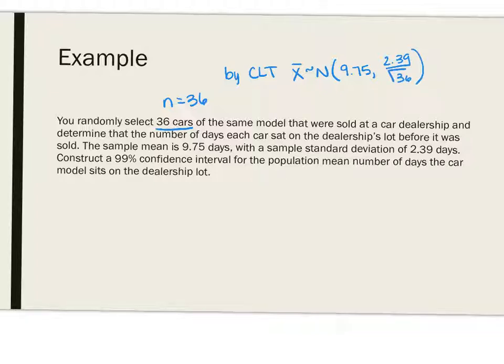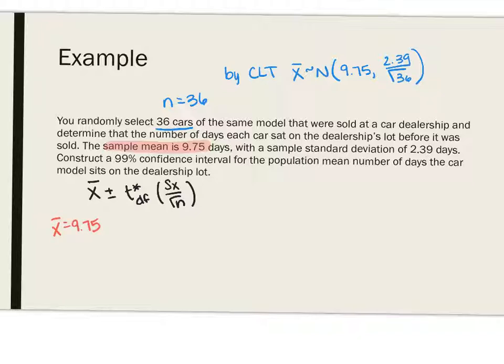So here's what we need. We have n equals 36. And to create the interval, we need x bar plus or minus the margin of error, so it'll be t star with its degrees of freedom times S of x over the square root of n. We need an x bar first, so let's see if we have an x bar here. We see that the sample mean is 9.75, so my x bar is equal to 9.75.